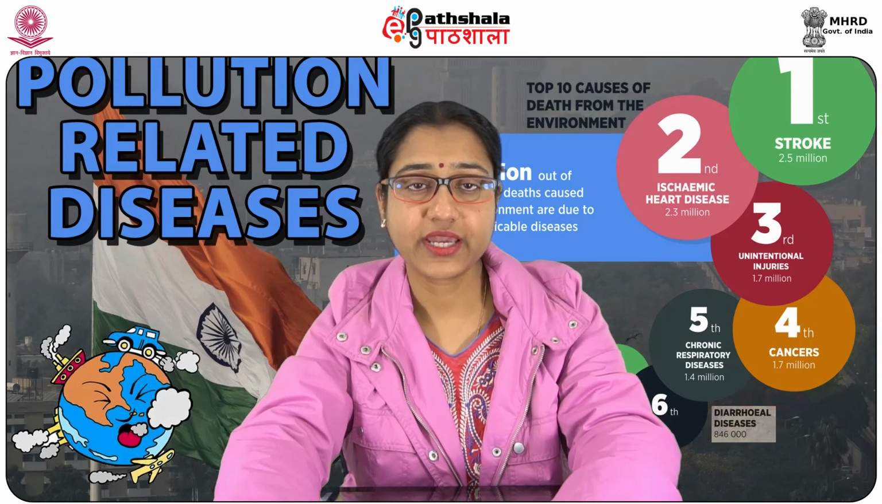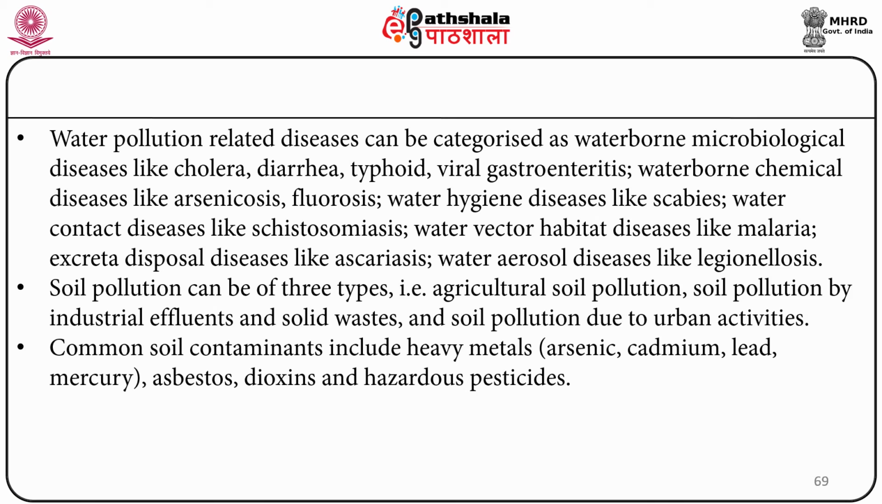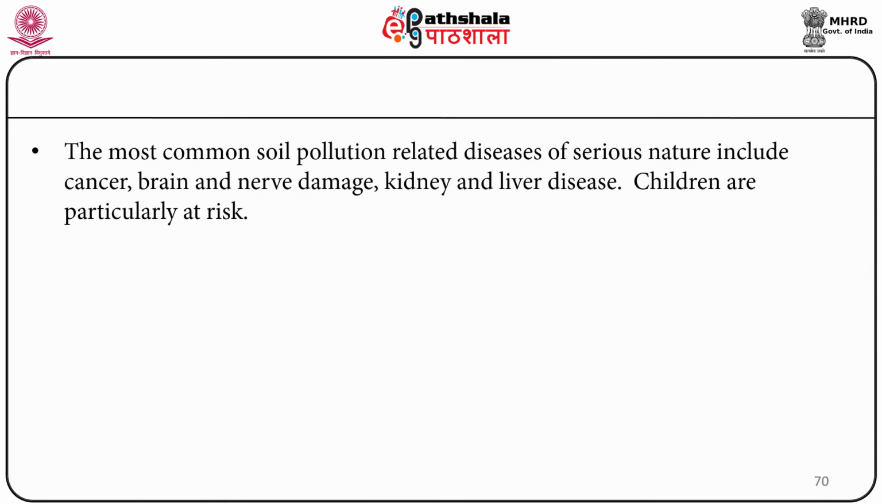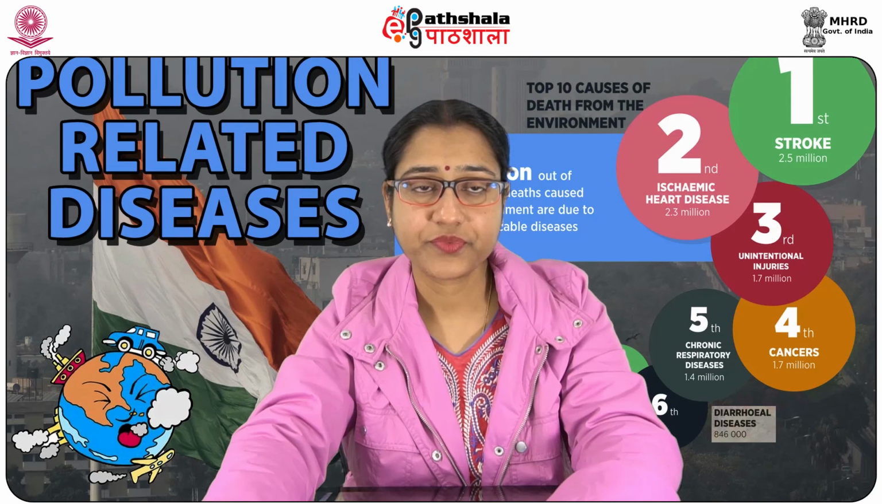Soil pollution can be of three types, that is, agricultural soil pollution, pollution by industrial effluents and solid waste, and soil pollution due to urban activities. Common soil contaminants include heavy metals, asbestos, dioxins, and hazardous pesticides. The most common soil pollution-related diseases of serious nature include cancer, brain and nerve damage, kidney and liver disease. Children are particularly at risk.